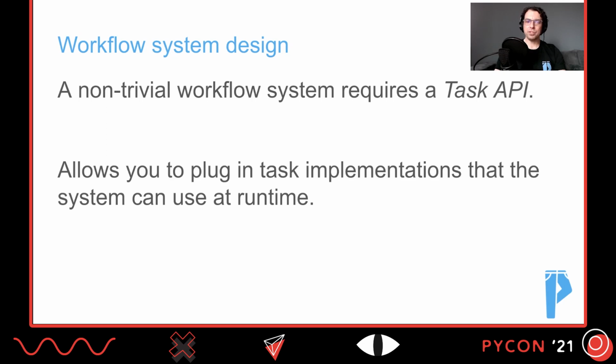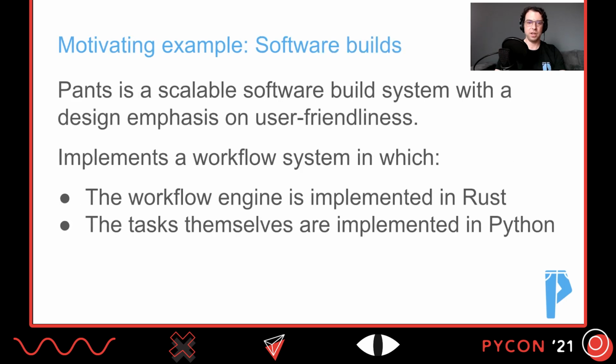And that brings us to the challenges of designing a system for running workflows. Specifically, we're going to talk about designing a task API. Any non-trivial workflow system is going to need to give programmers a way to define the tasks that it runs, those functions. And that allows you to extend the system and add new logic and plug it in. And the motivating example of this for the rest of this talk is software builds.